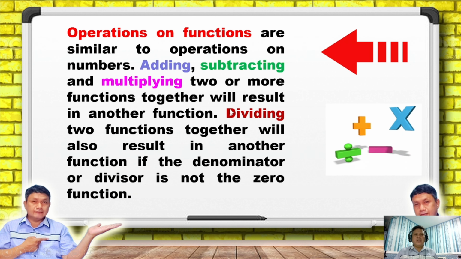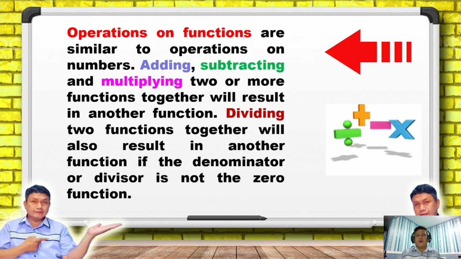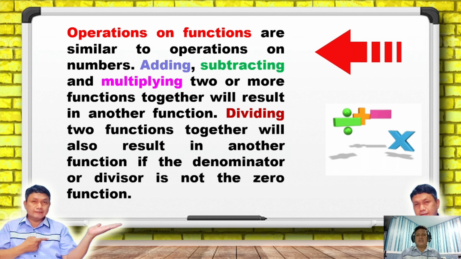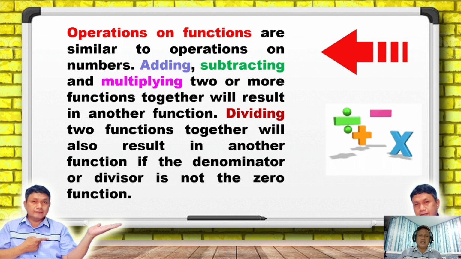Based on the description here, operations on functions are similar to operations on numbers. Adding, subtracting, and multiplying two or more functions together will result in another function. Dividing two functions together will also result in another function if the denominator or divisor is not the zero function. So that is the condition under dividing, kasi kapag naka-fraction po kasi ang ating tinatawag na divisor ay dapat not equal to 0, no? Okay.